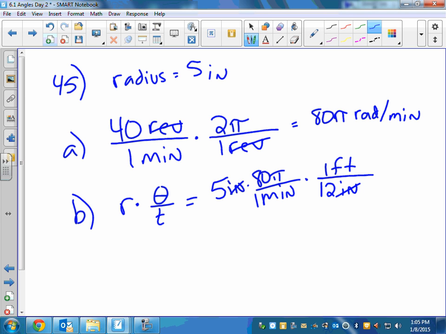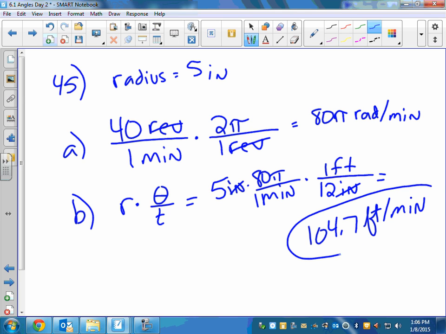Did they give it as a decimal, do you know, in the back of the book? It's with pi or without pi, like they multiplied pi again. So times pi, 104.7, is that the answer? Like if you multiply this out, you get 104.7 feet per minute.